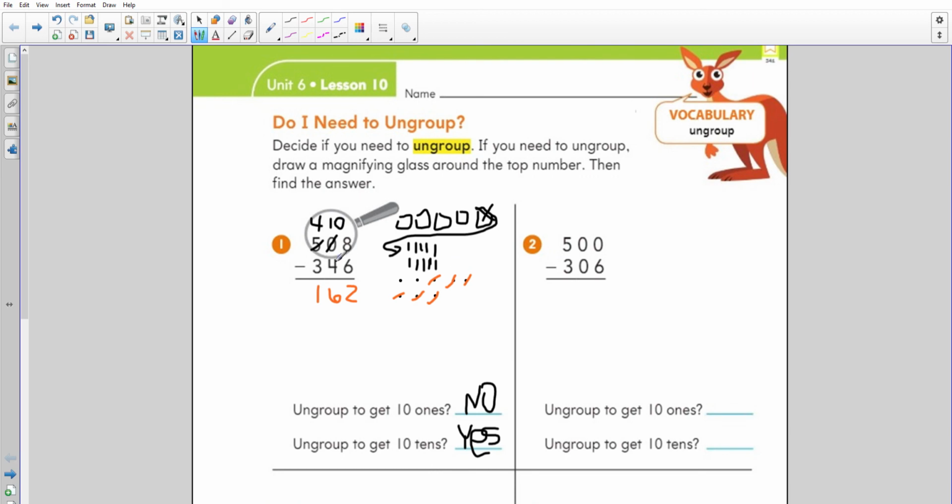I'm going to subtract 4 of my tens. 1, 2, 3, and 4. Leaving 5, 6 tens left. There's 6 in the tens here.